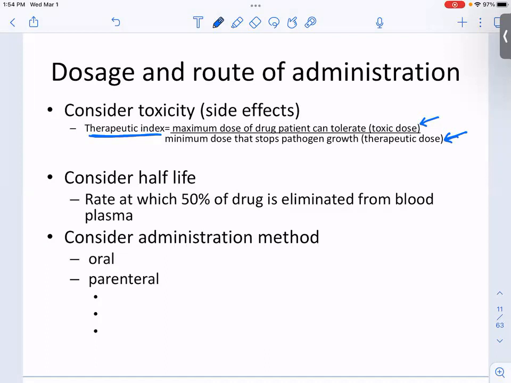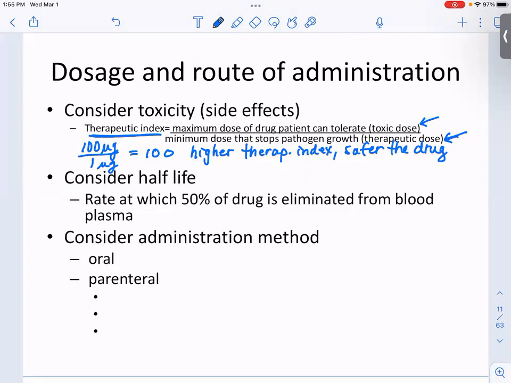Okay, so for example, if 100 micrograms was the toxic dose of a drug, and 1 microgram was the dose that was necessary to kill the pathogen, okay, that's a very safe drug. Your therapeutic index is 100. That's probably pretty safe. If it was something like 10 to 1, not so much, because there's differences between individuals and we need to have some space in there. Okay, so the take home is that the higher the therapeutic index, the safer the drug.